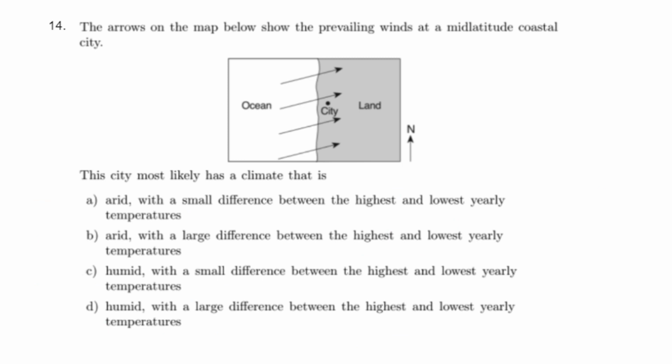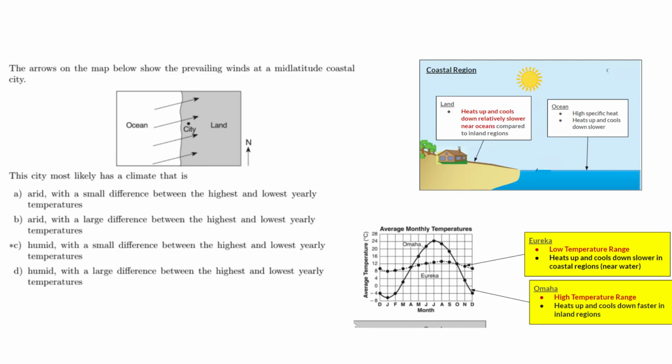So, pause this video and try number 14. The arrows on the map below show the prevailing winds at a mid latitude coastal city. Coastal means near water, right? And so, this city most likely has a climate that is... The correct answer is C. Humid with a small difference between highest and lowest yearly temperatures.